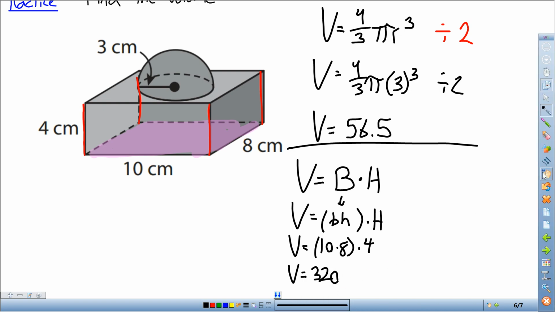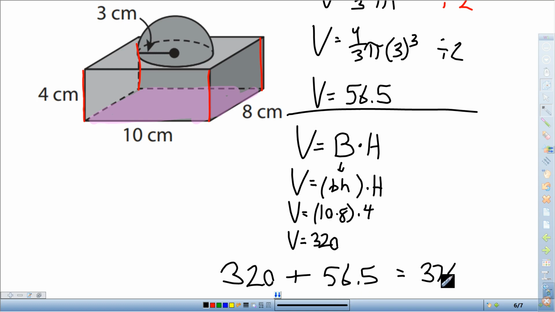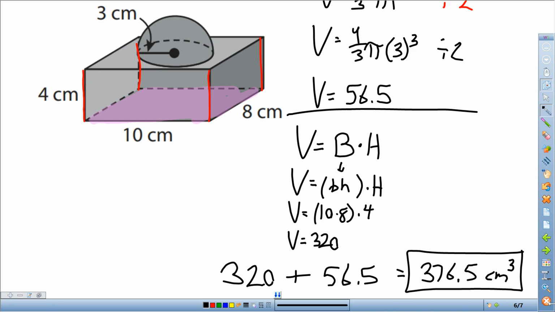The last thing is combining those two values to get the volume of the whole thing. 320 plus 56.5 gives 376.5 centimeters cubed. So that is a nice review of this entire section, and now we know how to find the volume of a sphere. I'll see you guys.